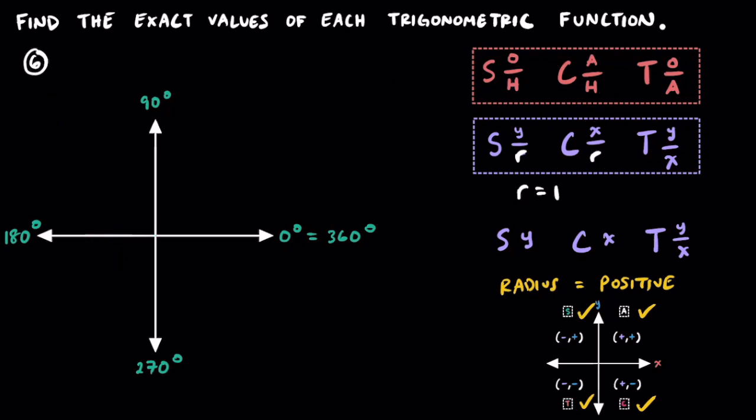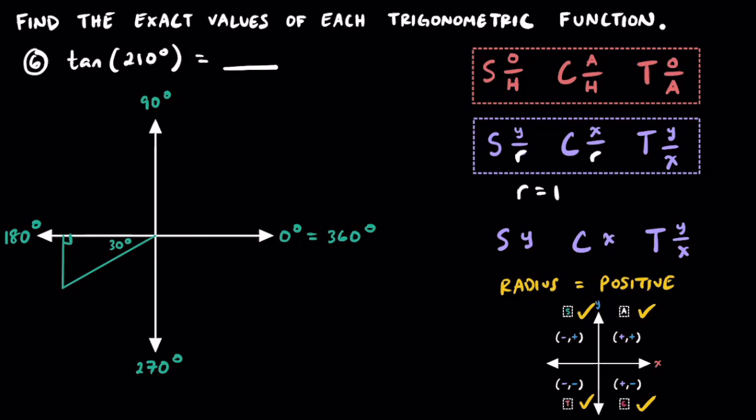Number 6, let's try finding tangent of 210 degrees. So where's 210 degrees? Well, here is 180, so 210 I think is 30 degrees more, and that's going to be over in quadrant 3. So this is going to be a reference angle of 30 degrees. We like that acute angle.